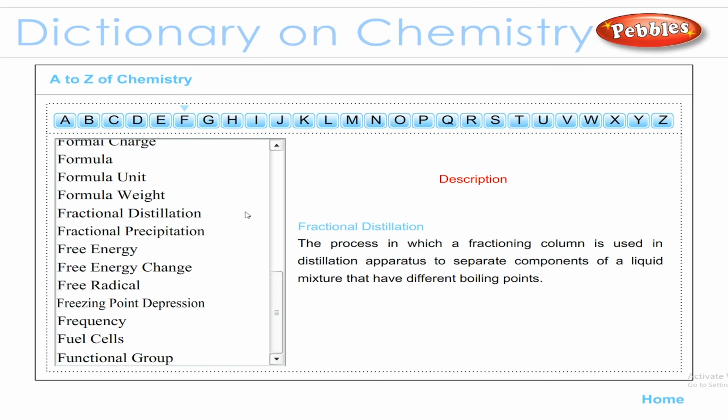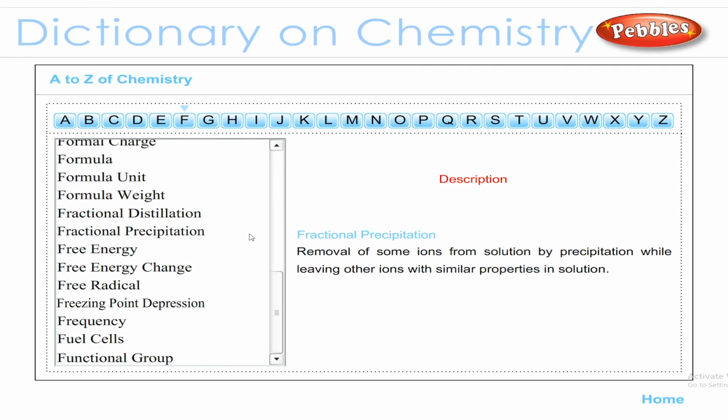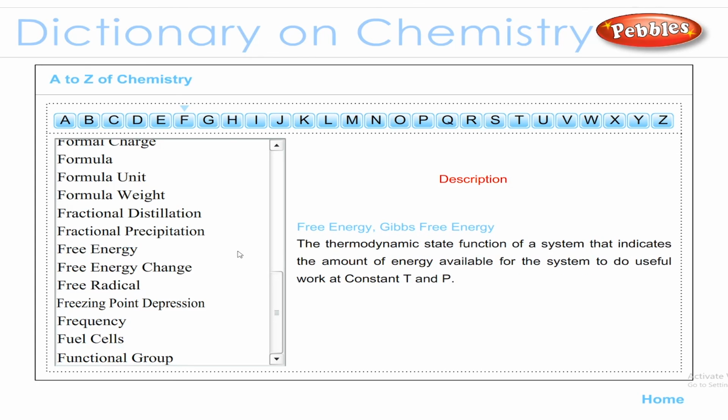Fractional distillation. The process in which a fractionating column is used in distillation apparatus to separate components of a liquid mixture that have different boiling points. Fractional precipitation. Removal of some ions from solution by precipitation while leaving other ions with similar properties in solution. Free energy. Gibbs free energy. The thermodynamic state function of a system that indicates the amount of energy available for the system to do useful work at constant temperature and pressure.